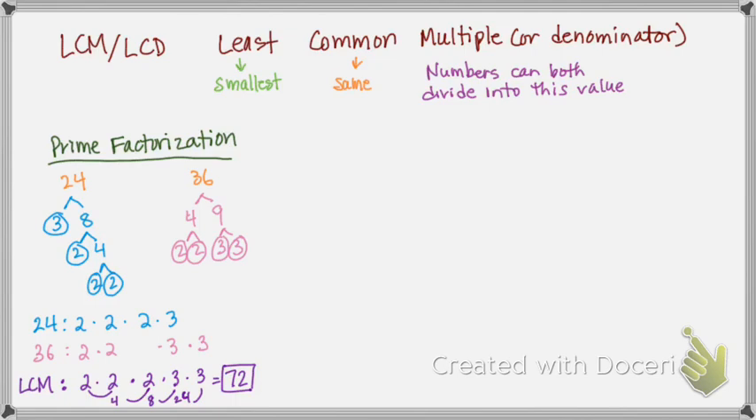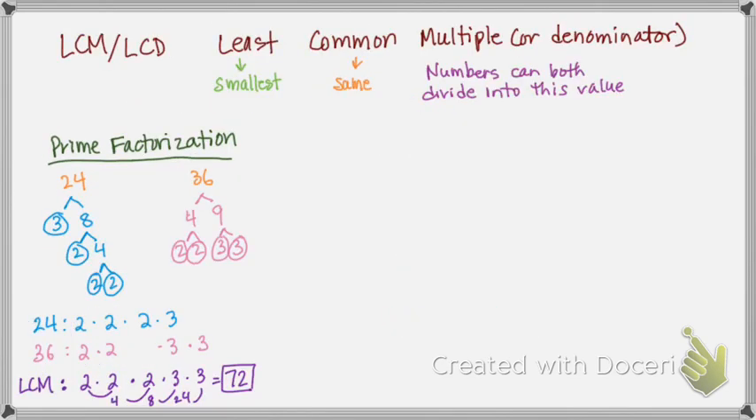So I'm still doing prime factorization, but I'm using it a different way than when I was doing GCF. For GCF, I only circled what they had in common, what was the same. For LCM, I take the numbers that paired up, but I also have to include the numbers that did not have a pair.